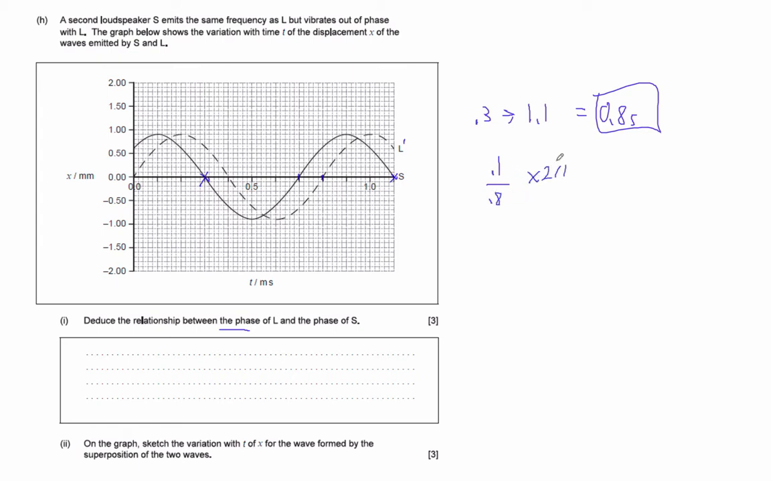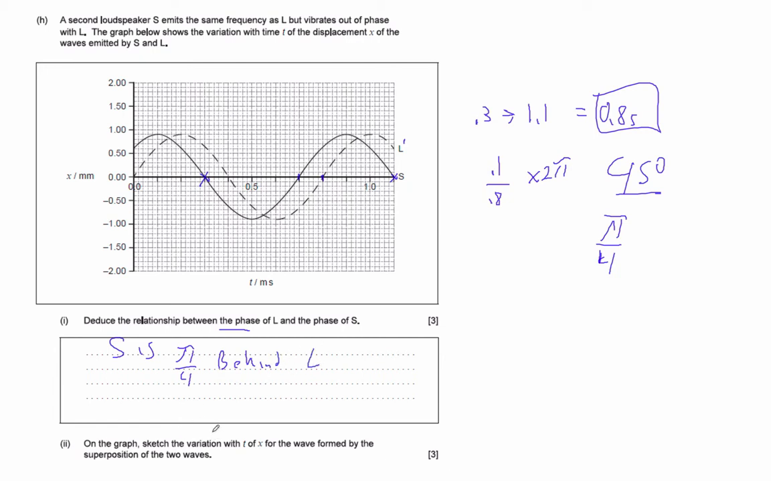That times 2 pi, right? 1 divided by 8 times, let's go 360. That's 45 degrees, right? 45 degrees or pi over 4 is our phase difference. So 1/8 of 360 is 45, or 1/8 of 2 pi is pi over 4, right? So S is pi over 4 behind L, or L leads S, right?